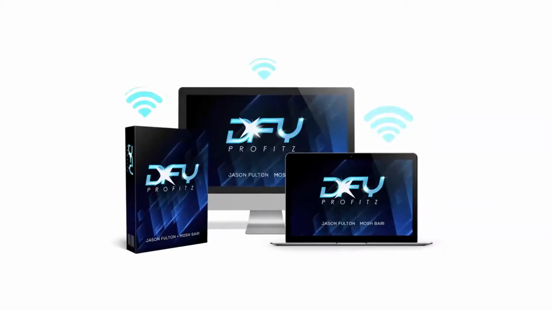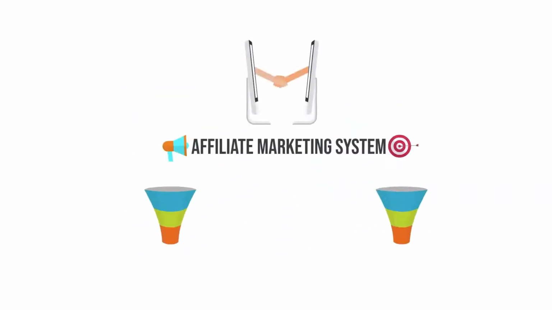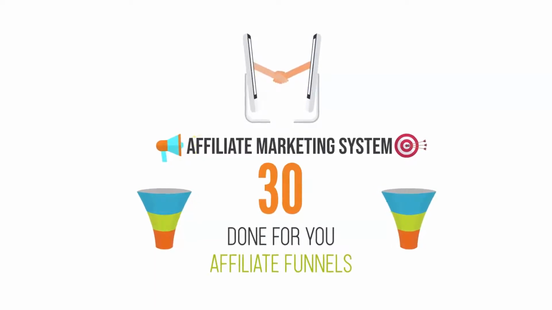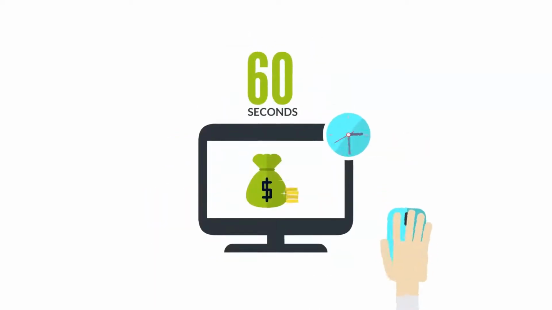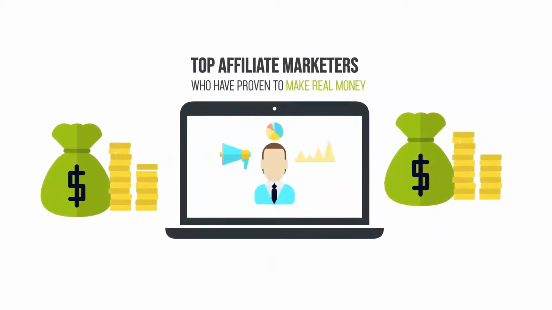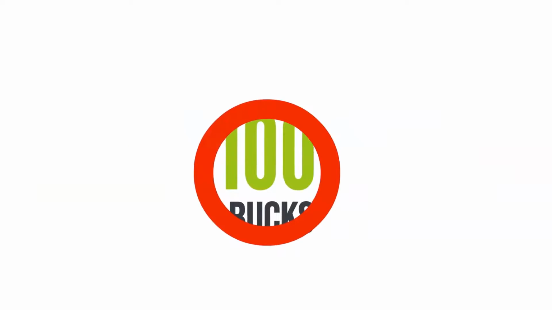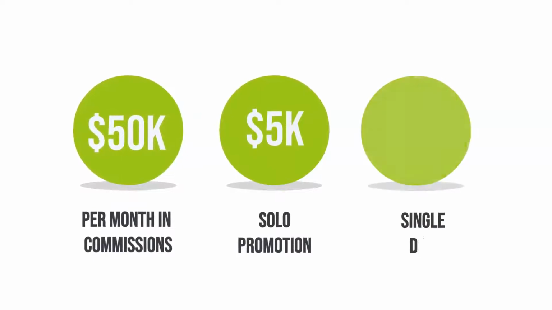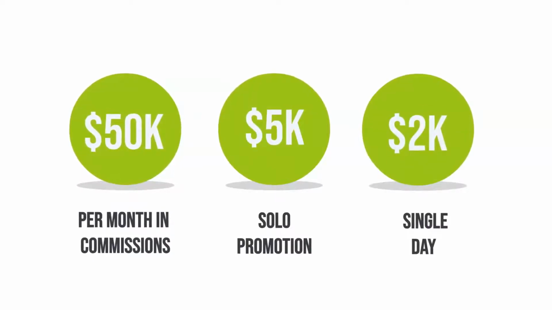Introducing Done For You Profits, a Done For You affiliate marketing system that gives you 30 Done For You affiliate funnels to copy, paste and start profiting in just 60 seconds. Created by top affiliate marketers who have proven to make real money, and not just a couple of $100, but $50,000 per month in commissions, $5,000 in a solo promotion, over $2,000 in a single day.